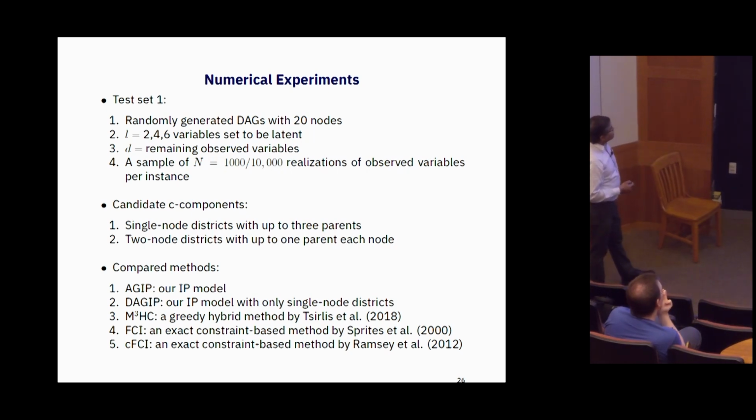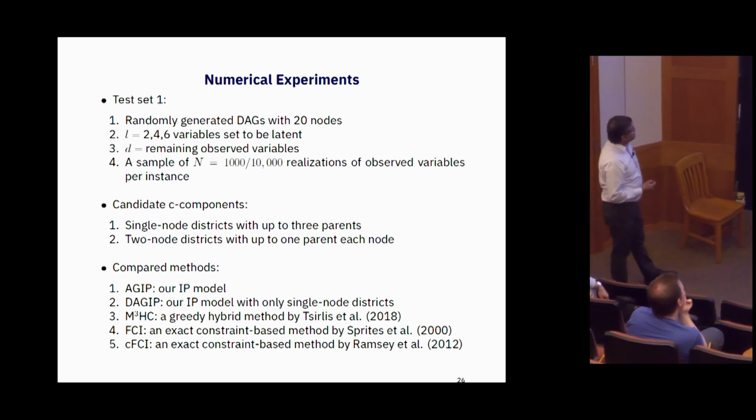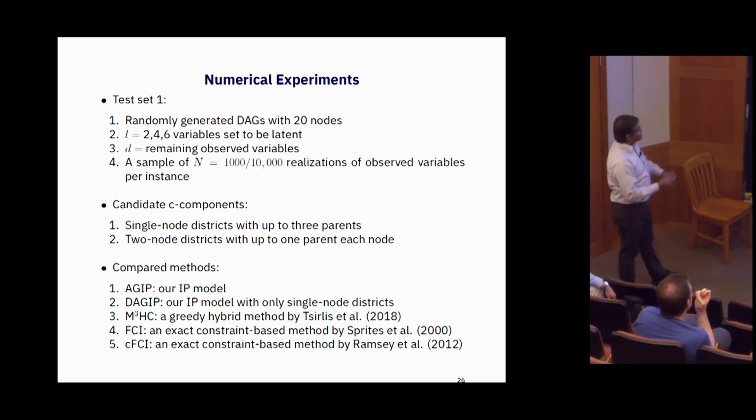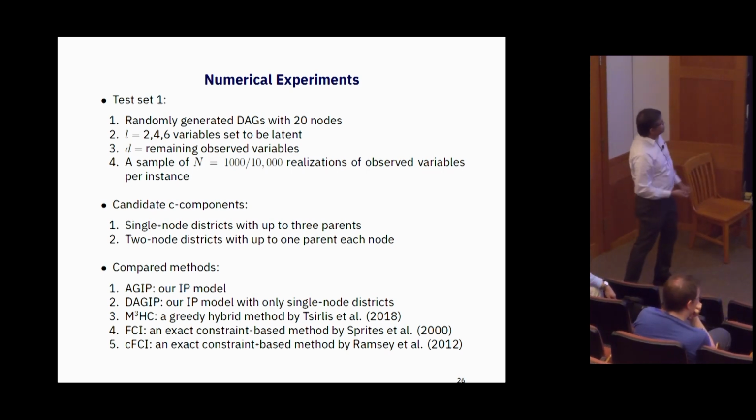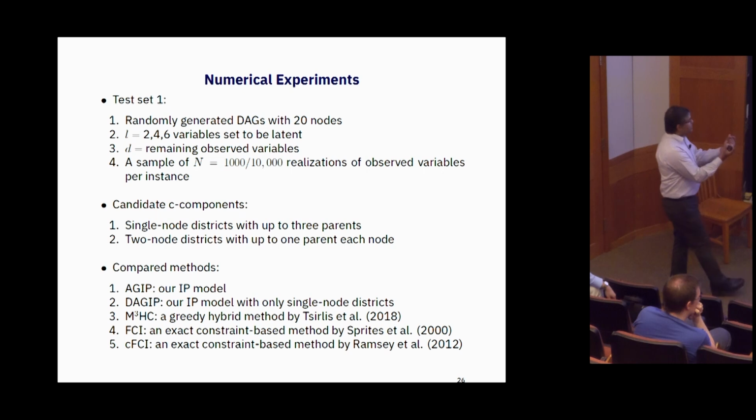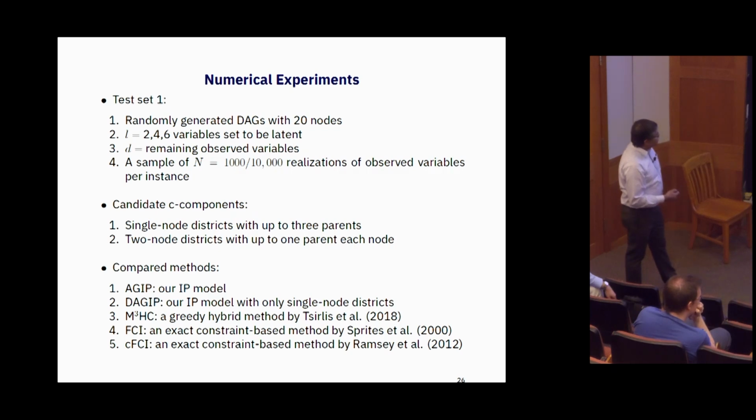And so what we did is we made some assumptions up front. We said, okay, let's look for single node districts, meaning a single child with a bunch of parents, up to 3 parents. And we enumerated 2 node districts: one single bidirected edge, and then some parents of the 2 nodes. And we compared with some other codes, a greedy heuristic method, and some exact constraint-based methods. And this is our model, our integer programming model.